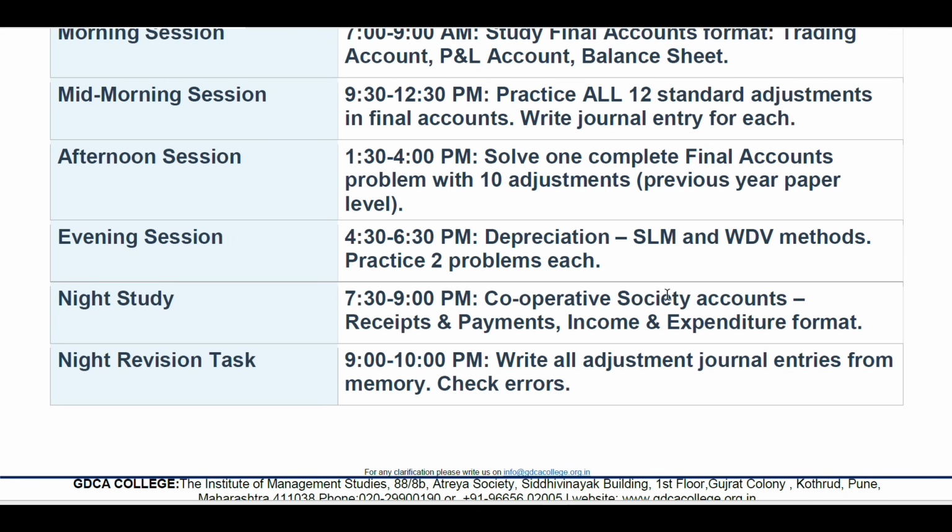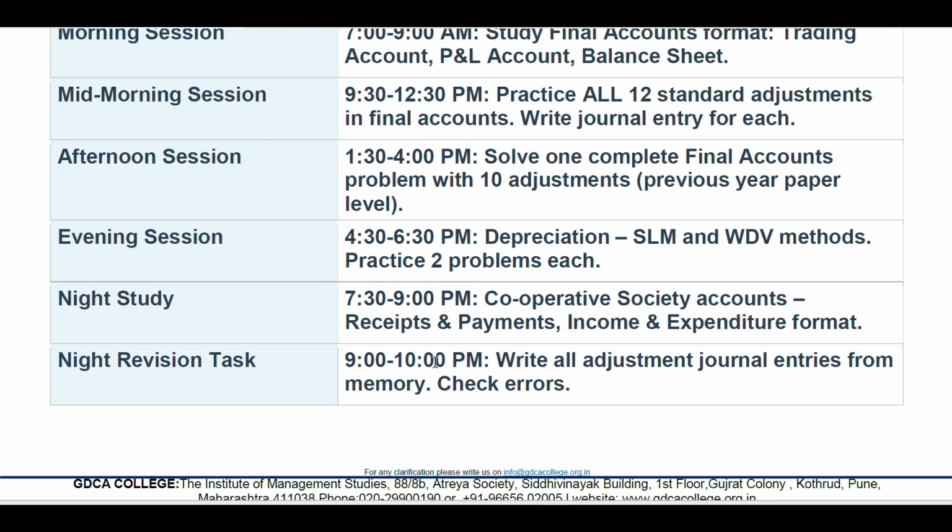Then in night time, you should study cooperative society accounts, receipts and payments, income and expenditure formats. These are very important formats in accounts as well. So in the account subject, formats are very important, as well as the table wherever it is required. Before you sleep, write all adjustment journal entries from memory. Do not take any references, and check whether those are correct or not.